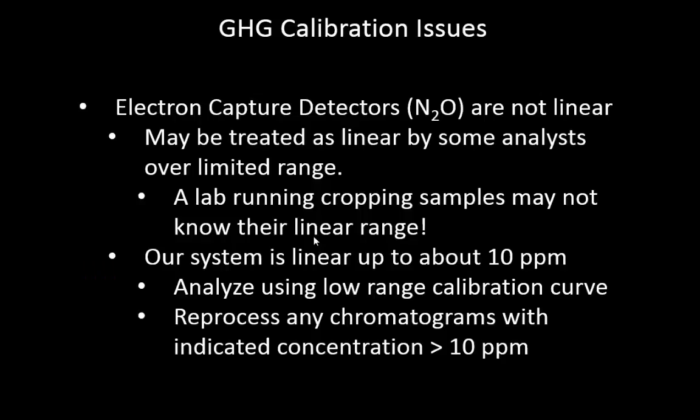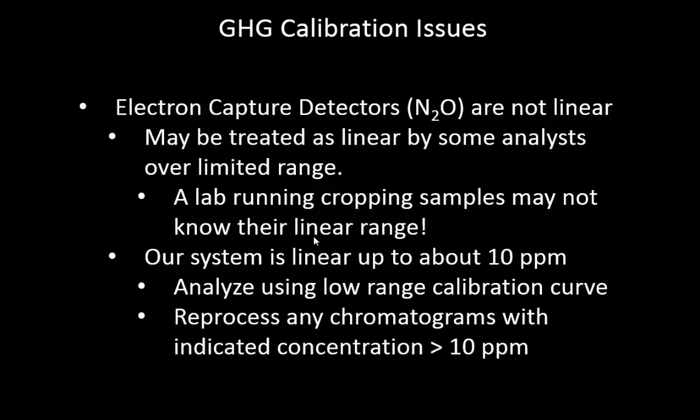Because the electron capture detector that you're using to measure nitrous oxide is not linear. A lab running cropping samples may not even know what their linear range is. They may not be running 5 or 7 calibration levels. They may be running 1.